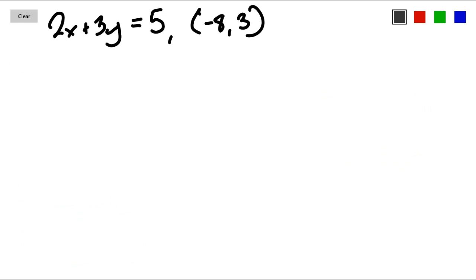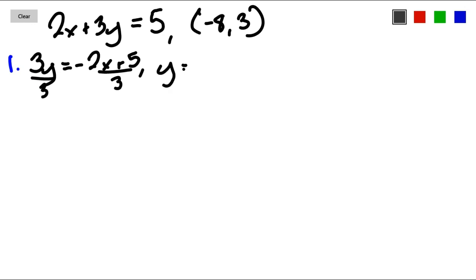All right, in the next example, I've got 2x plus 3y is equal to 5, and it's going to go through the point negative 8, 3. So for our first part in the procedure, I like to find the parallel lines first. So the first step is to take our original line and solve it into y-intercept form. So I'm going to have 3y is equal to negative 2x plus 5, and then when I divide by 3, I get y is equal to negative 2/3 x plus 5 over 3.